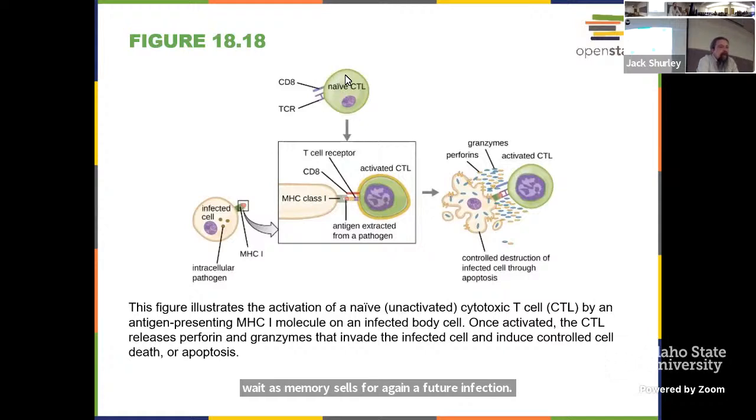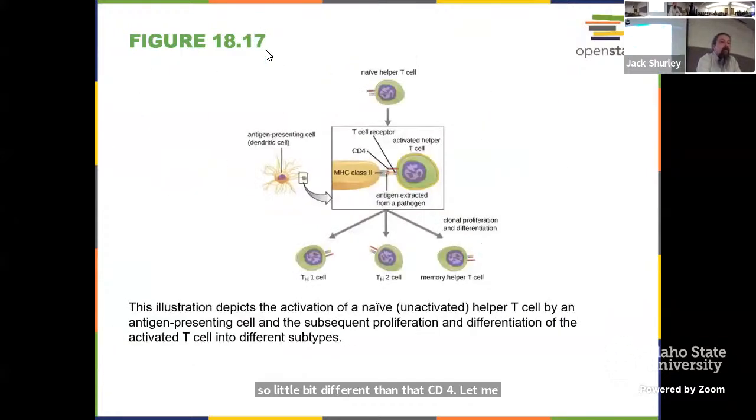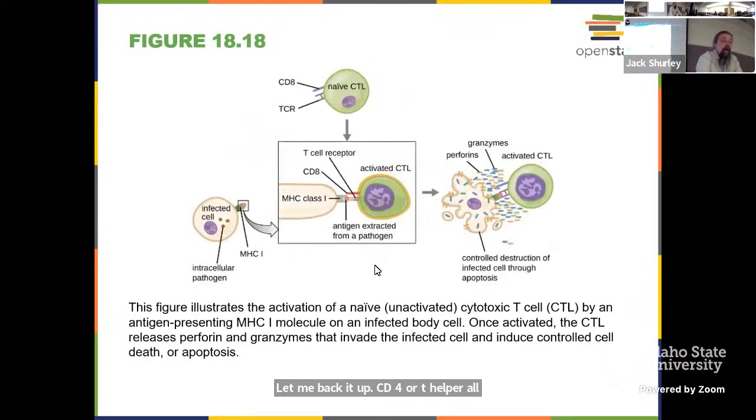So here we could see, this is a cytotoxic T lymphocyte, a little bit different than that CD4. Let me back it up, CD4 or T helper, all right? This, we would say, is a CD8, a cytotoxic T cell, all right? There are different classes of these T cells, right? Not the same, but pretty close to what a natural killer cell is doing, all right? That's kind of the idea, all right?